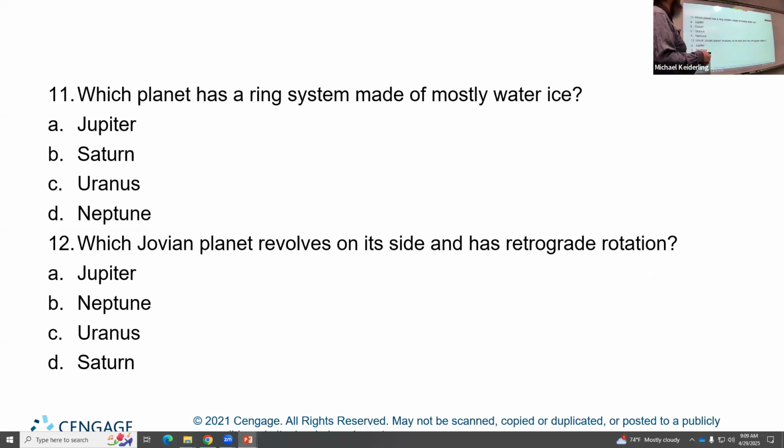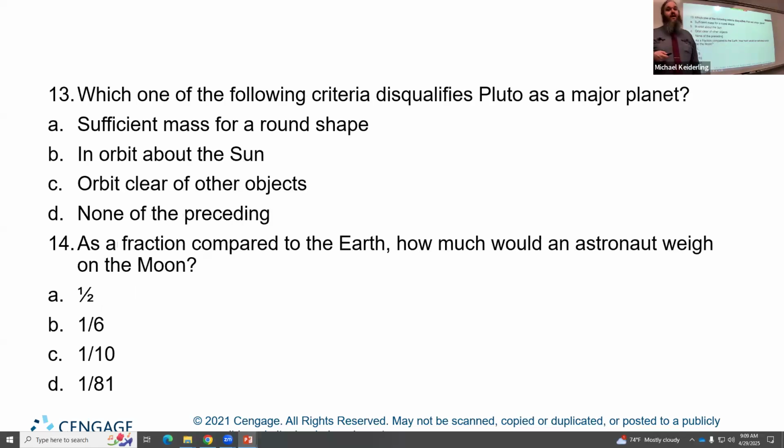Which planet has a ring system made of mostly water ice? That is Saturn. Which Jovian planet revolves on its side and has retrograde rotation? That is Uranus. Which of the following criteria disqualifies Pluto as a major planet? Its orbit is not clear of other objects. It fails to meet that. It has an orbit around the sun. It has sufficient mass for a round shape, but the other stuff in its orbit is significantly more massive than it.